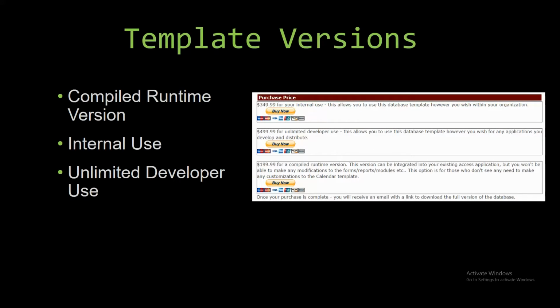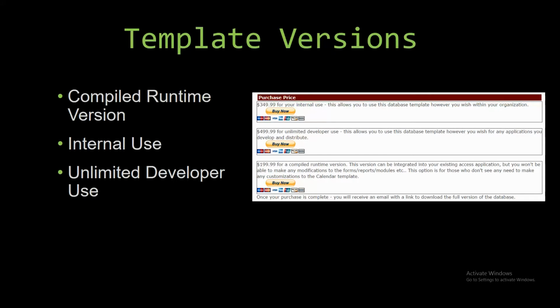With most of our templates, there are 3 different versions that you can purchase: a compiled runtime version, one for internal use, and one for unlimited developer use. The compiled runtime version is a run-as-is version that works without the paid full version of Microsoft Access, using the free Access runtime from Microsoft. It can be integrated into your existing Access application, but you will not be able to make any modifications to the forms, reports, modules, etc. This option is more for those of you who don't see any need to make any customizations to the template.